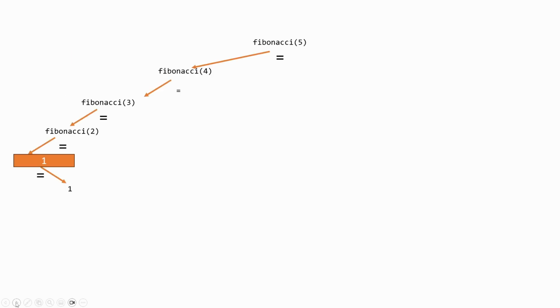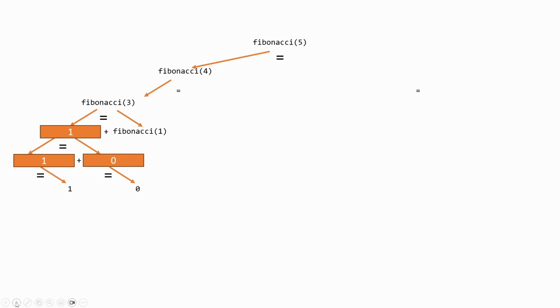So we have completed that first part of Fibonacci 2. Now call Fibonacci of 0. Fibonacci of 0 is 0. And so now we know Fibonacci 2 has the value 1. Moving back up the tree, Fibonacci 3 would have called Fibonacci 2 plus Fibonacci of 1.